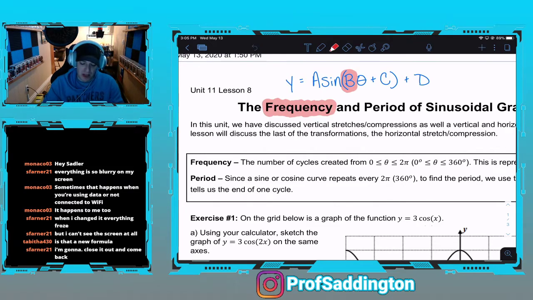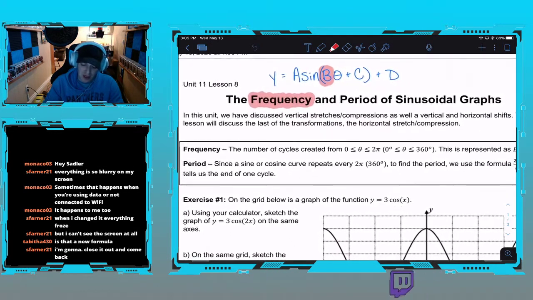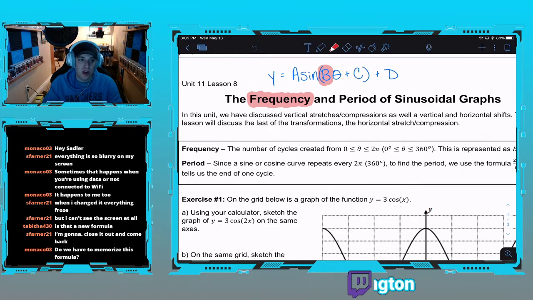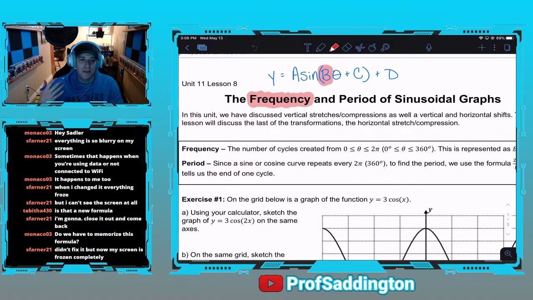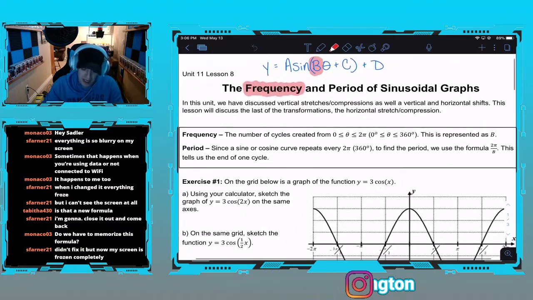So that B value is known as your frequency, and just like regular English, frequency, no, you don't have to memorize it. I'm just trying to explain what that number on the inside of the parenthesis means. That's all. The B value is frequency, and it's the number of cycles created from 0 to 2 pi, from 0 to 360 degrees. So a frequency is the number of curves you will see on one rotation, which doesn't really seem like it will help explain until I start drawing the pictures.